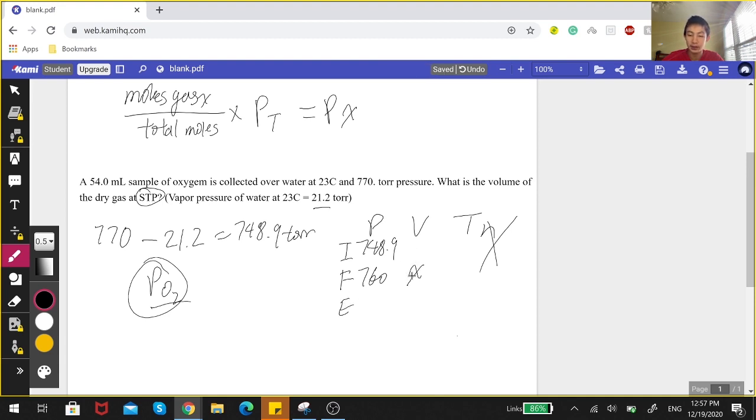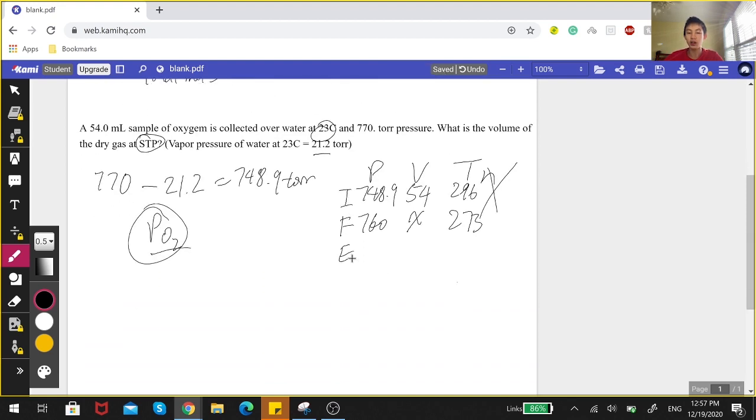Now for volume, we're looking for X, and they say we start off with 54 mL. Finally, temperature. We start off at 23 degrees Celsius and end at standard temperature, which is 0 degrees Celsius, aka 273 K. Now, what is 23 plus 273? That is 296. So we start with 296 K.